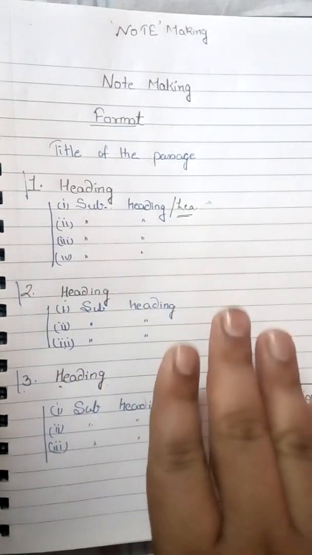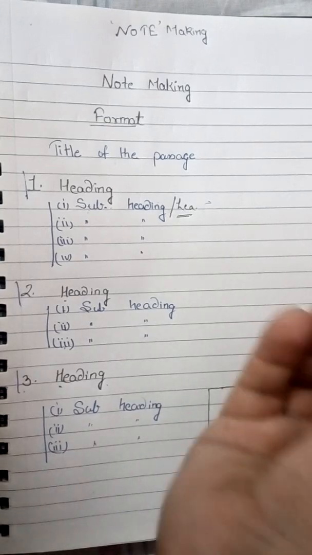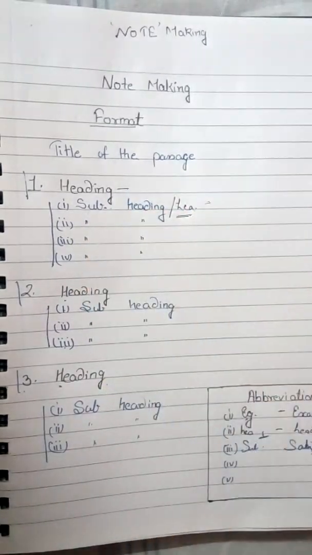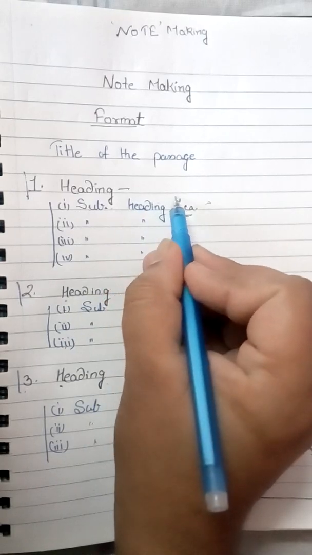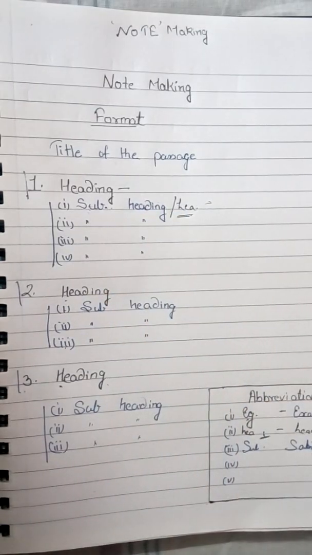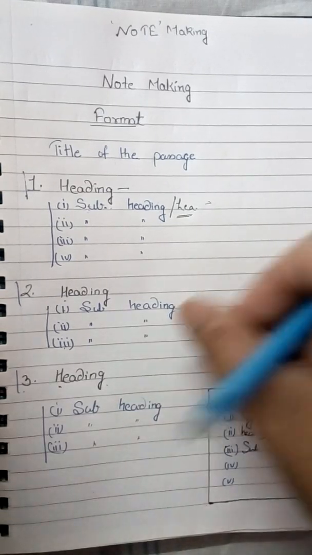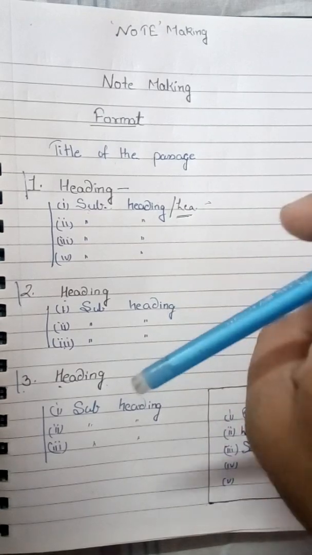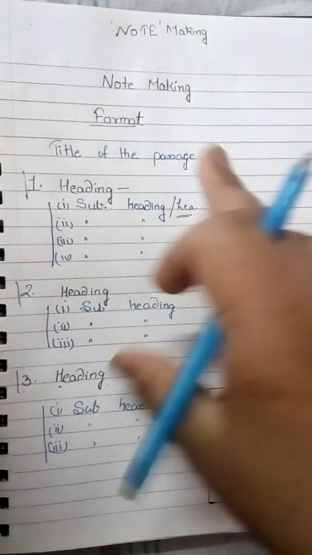Keywords must be symbolized and written here, and you can also write some symbols. Symbols must also be mentioned, like for heading you can write like this. In subheading, if you have some more points, you can give some more symbols like this. This is almost one of the basic concepts before starting the note making. So heading, subheading, the keywords and title are the most important factors of note making.